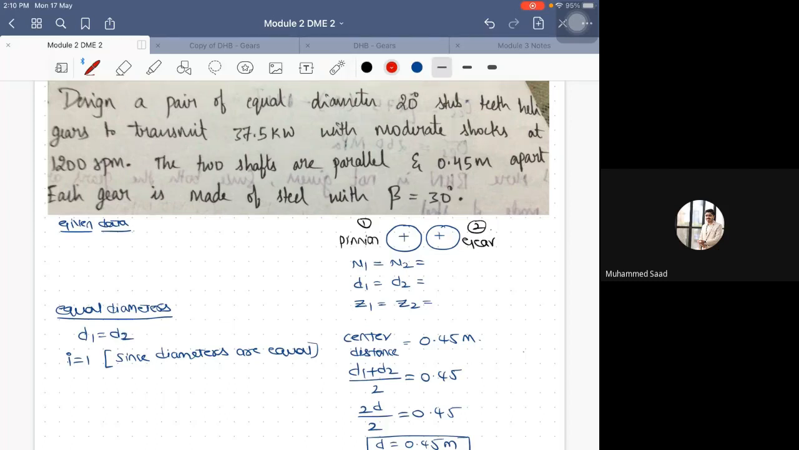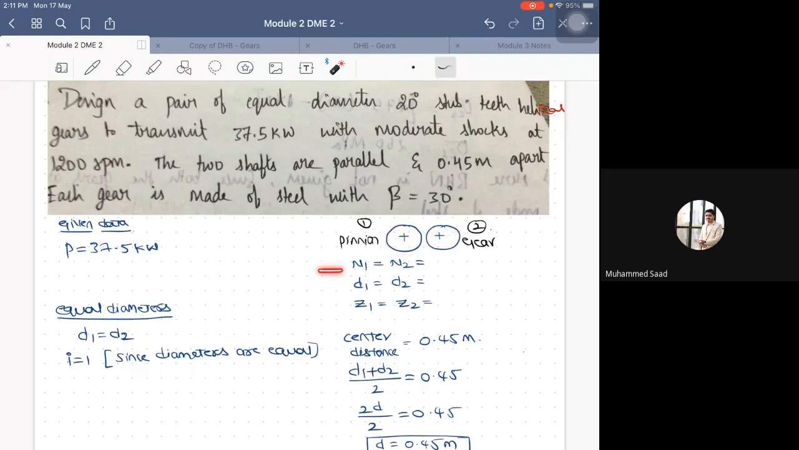Okay. See, as in this case, he says, design a pair of equal diameter, 20 degree stub teeth helical gear. So this is helical. He says equal diameters, in the sense there is no speed reduction. The diameter of these two would be the same, the number of teeth would be the same, everything would be the same, isn't it? So transmit the power of how much? 37.5 kilowatt. So the power to be transmitted is 37.5 kilowatts.